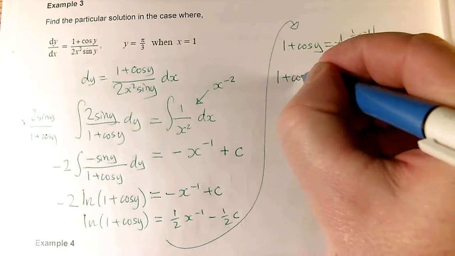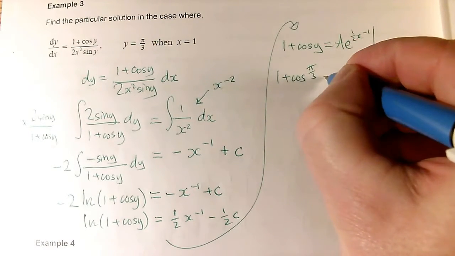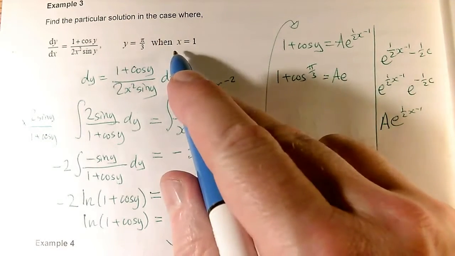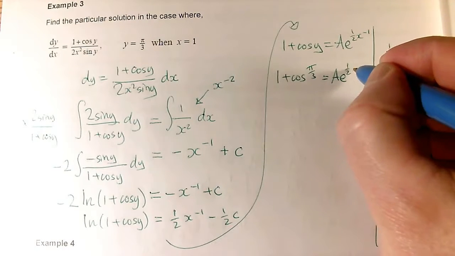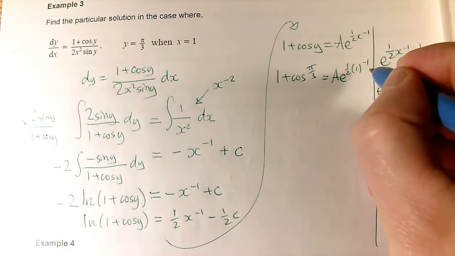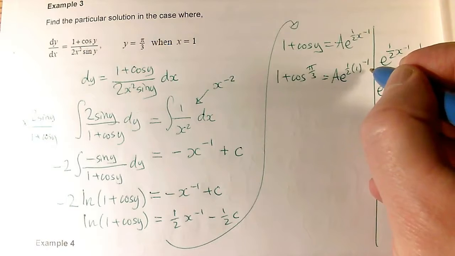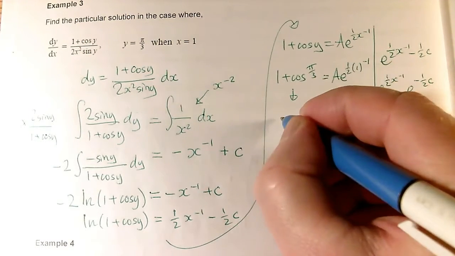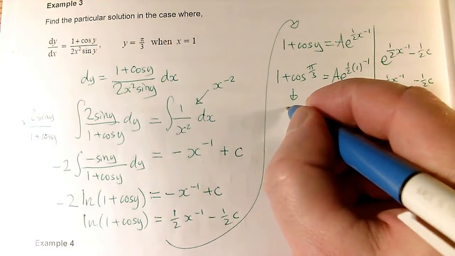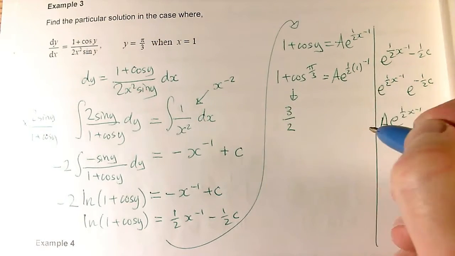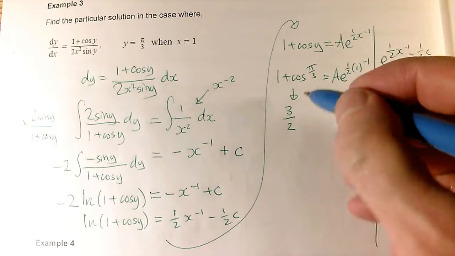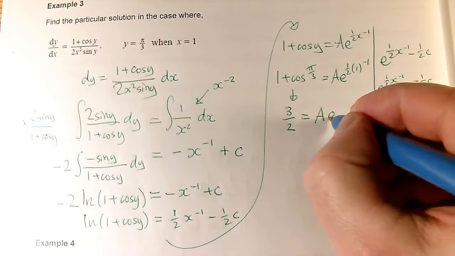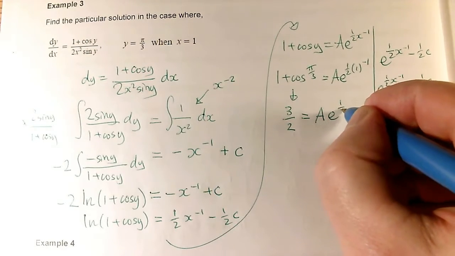So 1 plus cos of pi by 3 equals a e to the power of a half x to the power minus 1. Half times 1 to the power of minus 1. Now 1 to the power of anything is 1, so this is e to the power of a half. And cos of pi by 3, your calculator will tell you, is a half. So this is actually 3 over 2. Try it on your calculator if you don't believe me. Make sure you're in radians, of course. So 3 over 2 equals a times e to the power of a half.